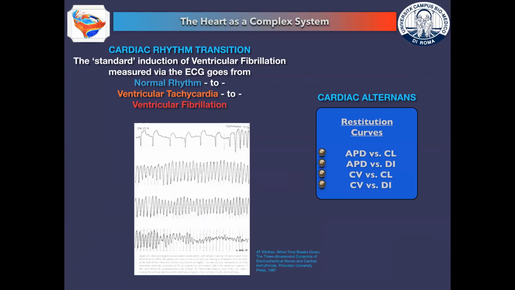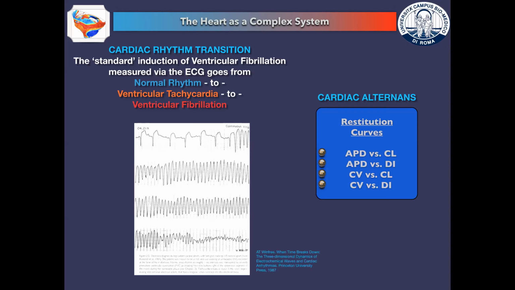So cardiac dynamics present complex spatiotemporal phenomena, and among these we can find normal rhythm and regular activation maps, and rhythm regimes and irregular activations, which are typically linked to fibrillation and spiral waves. And sometimes in the cardiac transition from normal rhythm to tachycardia and fibrillation, cardiac alternans can also be observed, which are periodic beat-to-beat variations of action potential duration and diastolic interval.